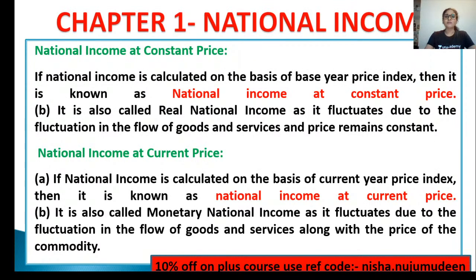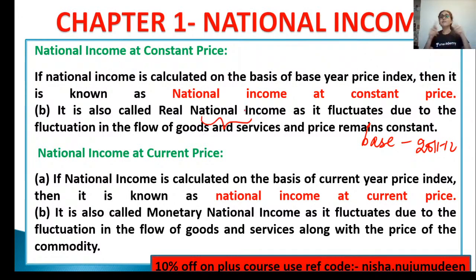Now, there is something called constant and current price. What are they? You would have heard of national income at constant price, matlab base prices. You would have all heard in current affairs. The current base year is 2011-12. If national income is calculated on the basis of a base year price index, it is called national income at constant price. It is also called real national income.